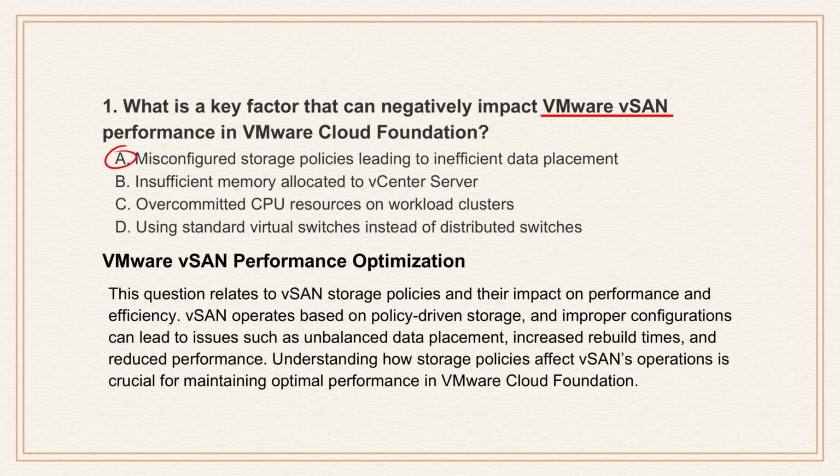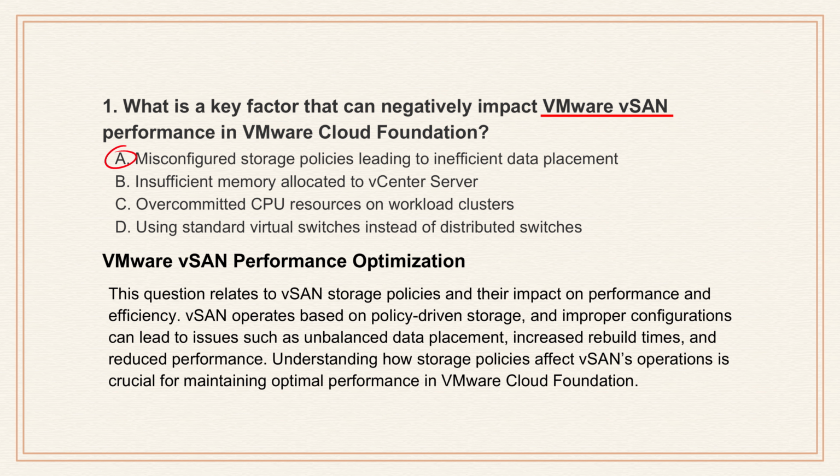Well, think about it. vSAN uses those policies to figure out how data is spread out and how it's protected across all the storage you've got in your Cloud Foundation. Right. If those policies aren't set up right, it's like chaos. You get slow performance, things lag, and nobody's happy. So what are some of the things that can go wrong with those policies? What are some examples of misconfigurations people should watch out for?